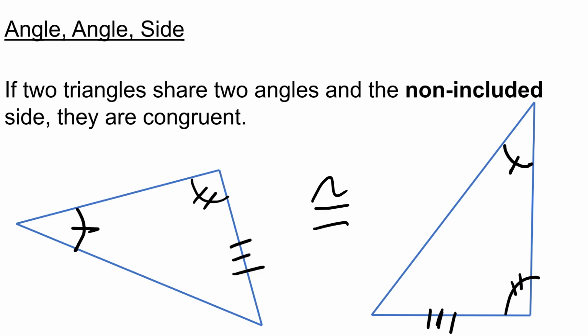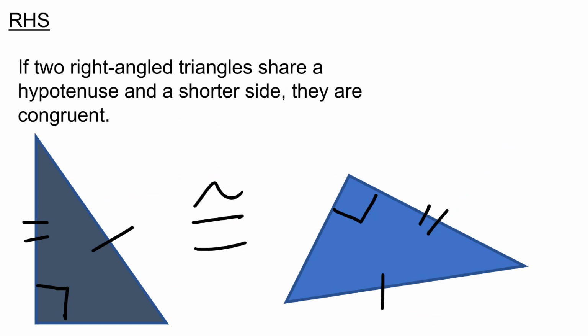And finally, we have RHS. If two right-angled triangles share a hypotenuse and a shorter side, they're automatically congruent. And really, this is just obvious from Pythagoras' theorem. If they share a hypotenuse and a shorter side, Pythagoras forces them to share the other shorter side.